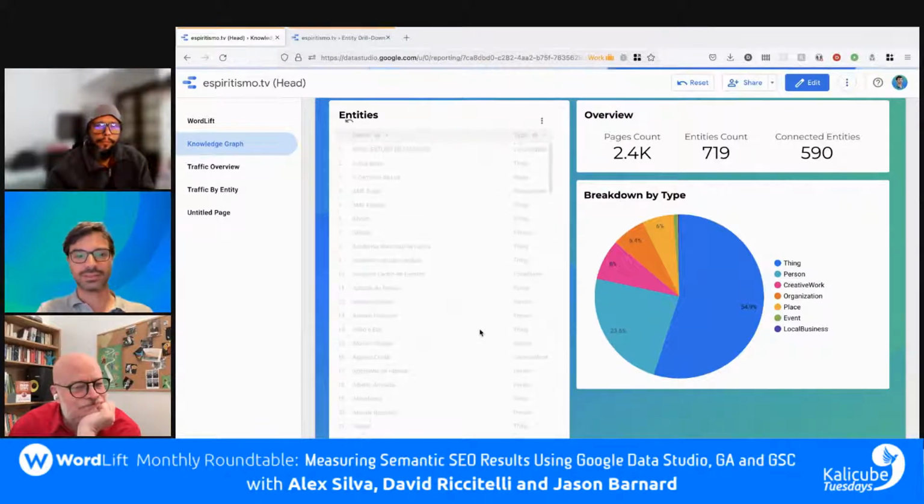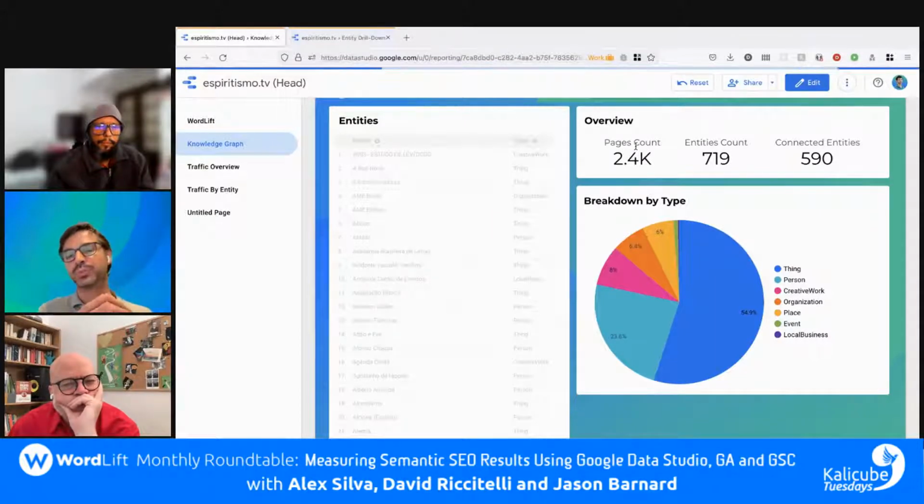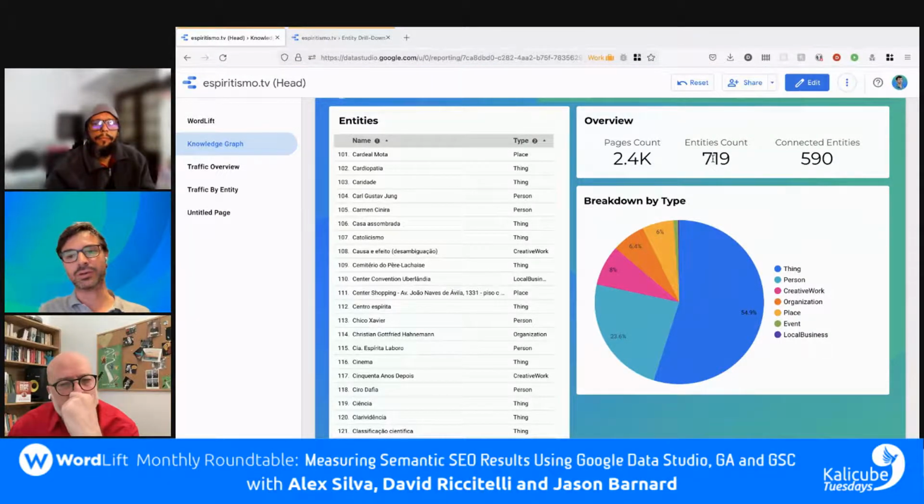So you can see the name and the type of each entity. People that work with semantic SEO already know about the person type, the thing type, and these are the names. And this is the overview of the pages on the website. In this case, by page we mean the landing pages coming from GSC. So these are the pages that received impressions on Google, right? So unique count, of course. And this is the number of entities in the knowledge graph.